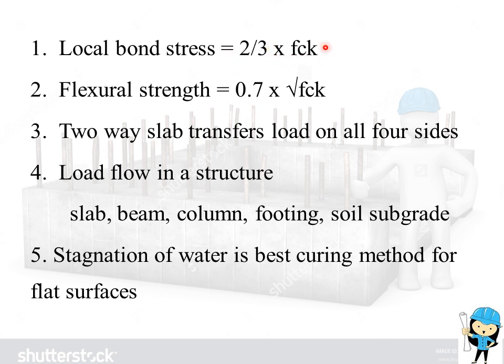FCK is the compressive strength of concrete. Next is flexural strength. Flexural strength is equal to 0.7 into root of FCK. Next, a two-way slab transfers load on all four sides of it.